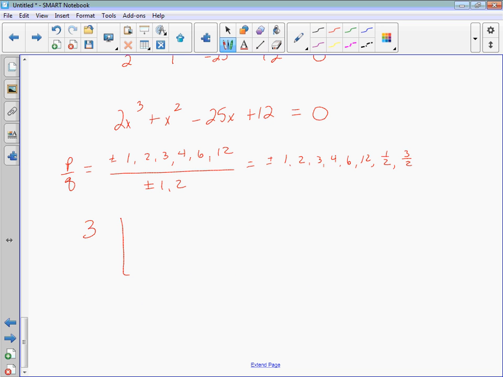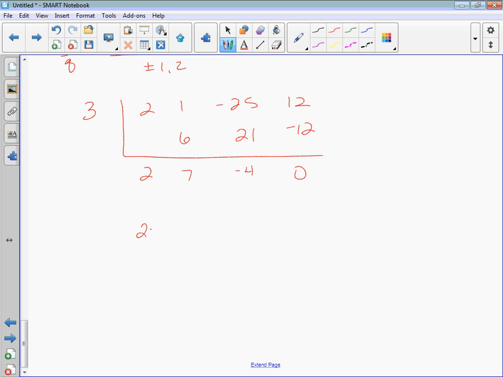It doesn't work. Okay, so we're getting to 2x squared plus 7x minus 4 equals 0. Does it factor? Probably. Let's hope. Yeah, it should.